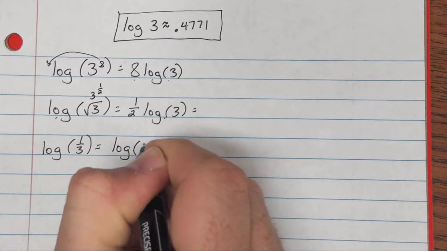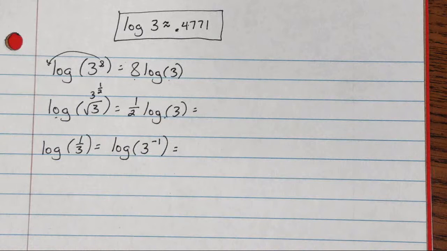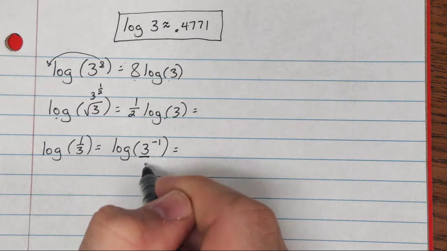1/3 is the same thing as 3 to the negative 1 power. You start doing a lot of that. Since we're pretty comfortable with the rules of exponents, 3 to the negative 1 power, if you bring that down to the bottom, that's the same thing as a third.